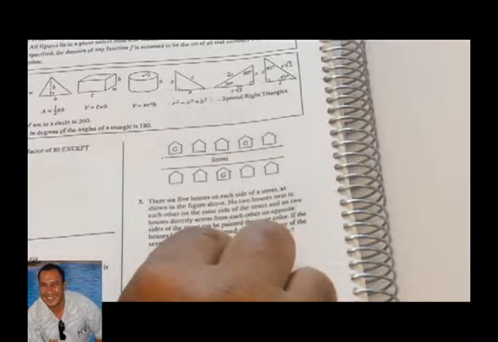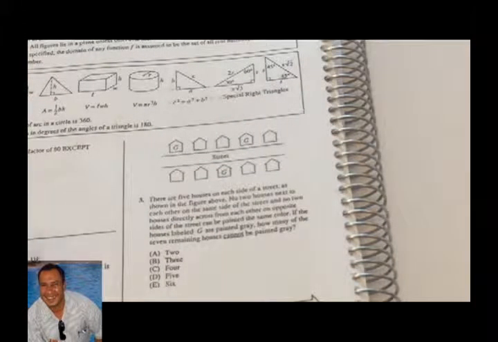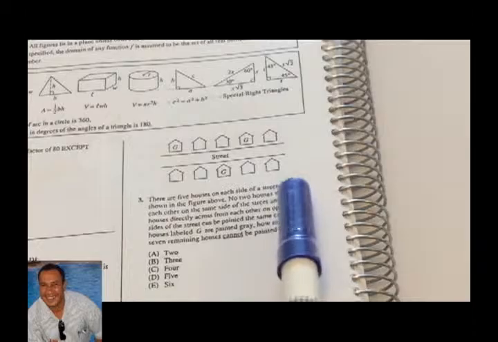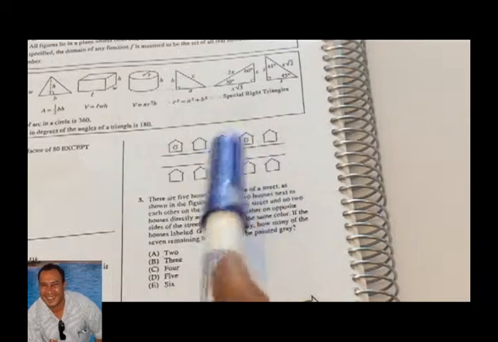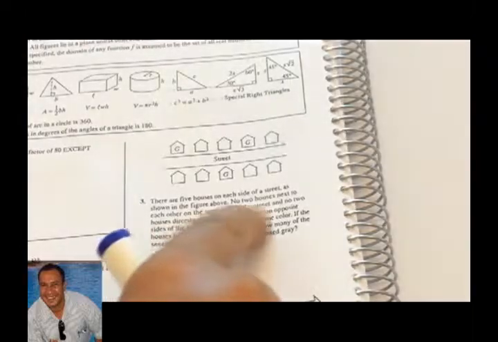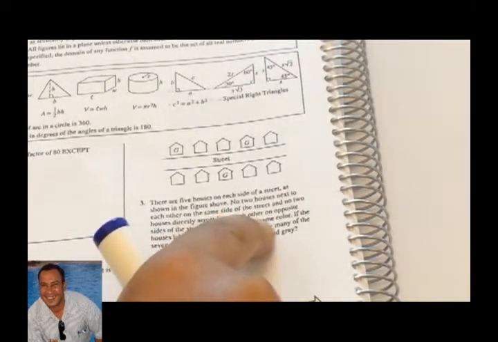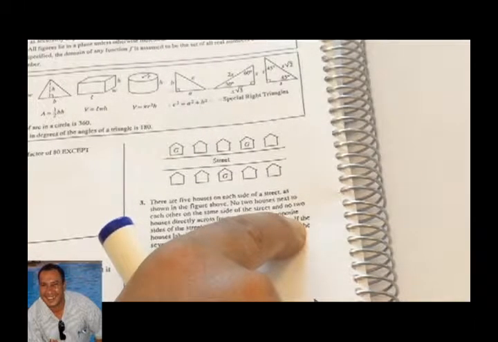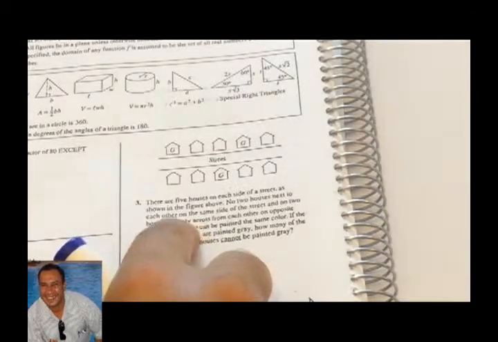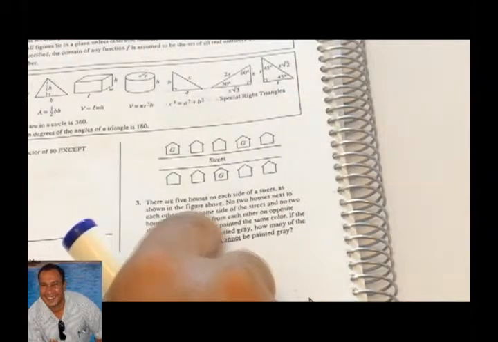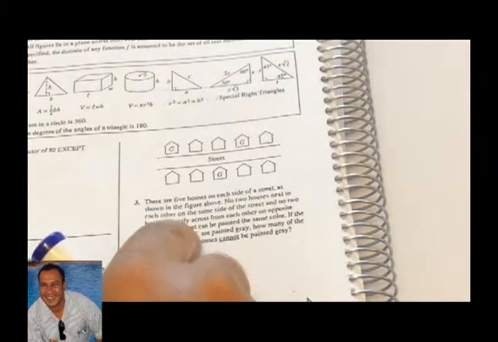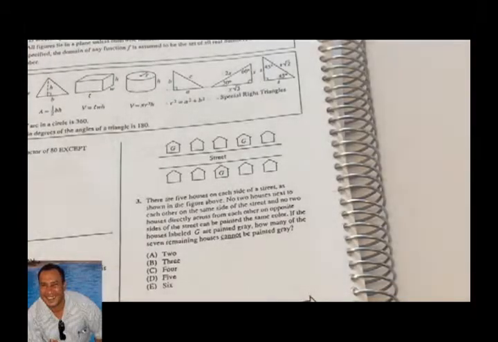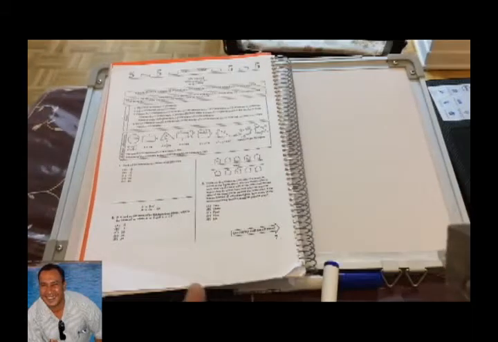Cannot be painted gray. So here we have 2 rules. The first rule is, he said that no 2 houses next to each other on the same side of the street can be painted the same color. This is the first rule. And the second rule is, no 2 houses directly across from each other on opposite sides of the street can be painted the same color. So in this problem we have 2 rules.